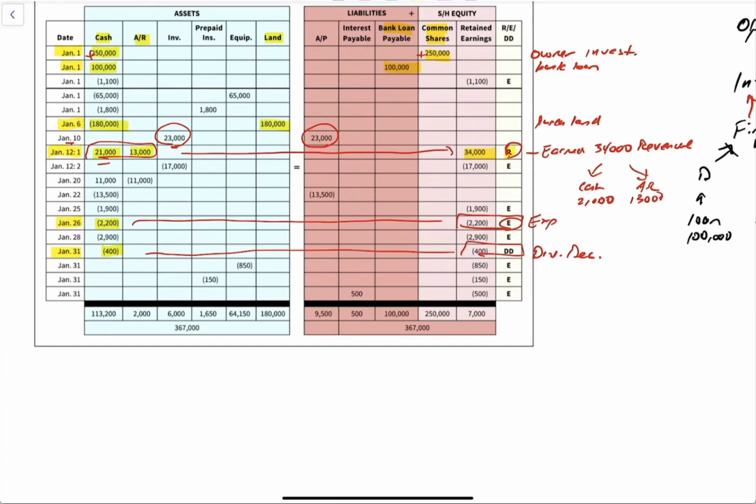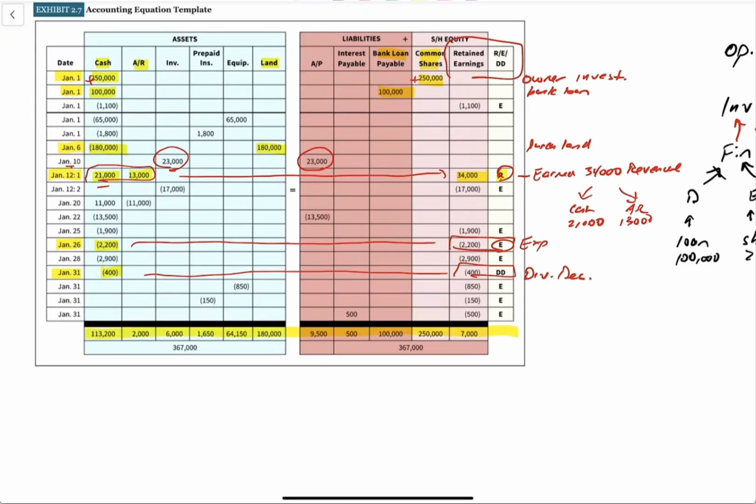So that's basically how this worksheet works. We have revenues and expenses, and they will impact retained earnings. And then all the other items are other assets or liabilities. And common shares is one equity piece. And that's what's happening. This goes up, this goes up, this goes down, this goes down. We're just making sure everything stays in balance. Now we have at the very end all of these totals. Well, now this is the information that we use to generate the financial statements.